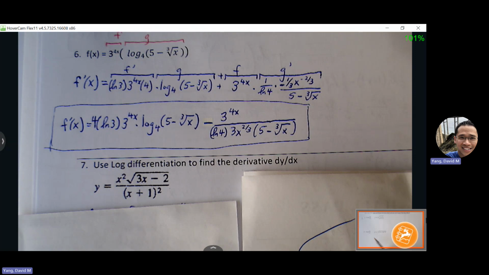I can do that because these are all being multiplied. There's no plus or minus within each of these terms, so they can all be nicely stacked. But as soon as I introduce another, this 5 minus cube root of x, this doesn't affect anything, because I consider that as one thing.